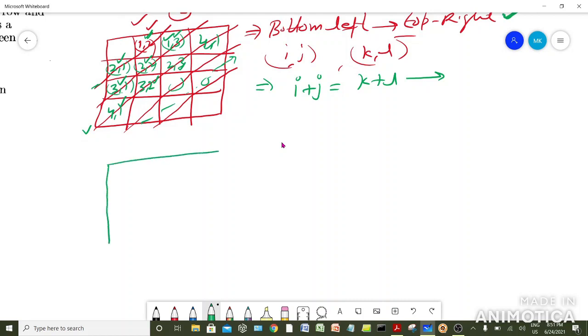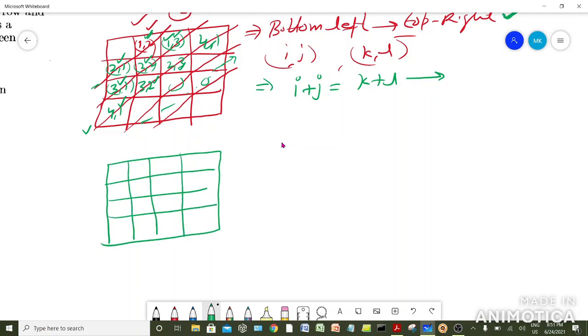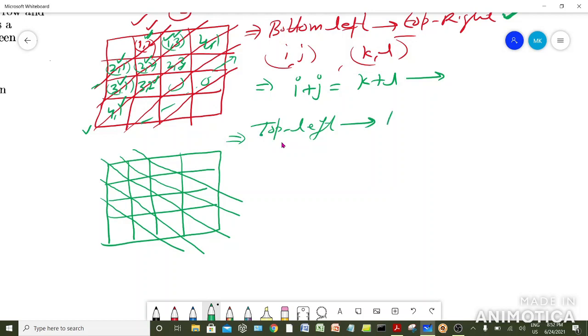Now consider another set of diagonals, which is 1, 2, 3 and 4. So this is diagonal number 1, then diagonal number 2, then diagonal number 3, then diagonal number 4, then diagonal number 5. So these are the diagonals which are moving from top left to bottom right. So this is the nature of these diagonals.